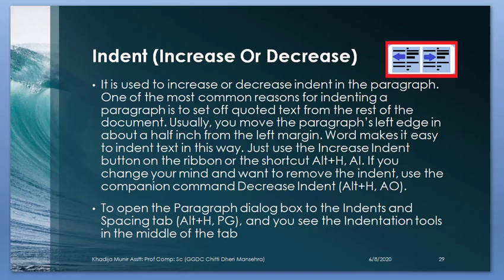Use the increase indent button on the ribbon or the shortcut Alt plus H A I. If you change your mind and want to remove the indent, use the companion command, decrease indent, Alt plus H A O. To open the paragraph dialog box to the indent and spacing tab, use Alt plus H P G, and you see the indentation tool in the middle of the tab.